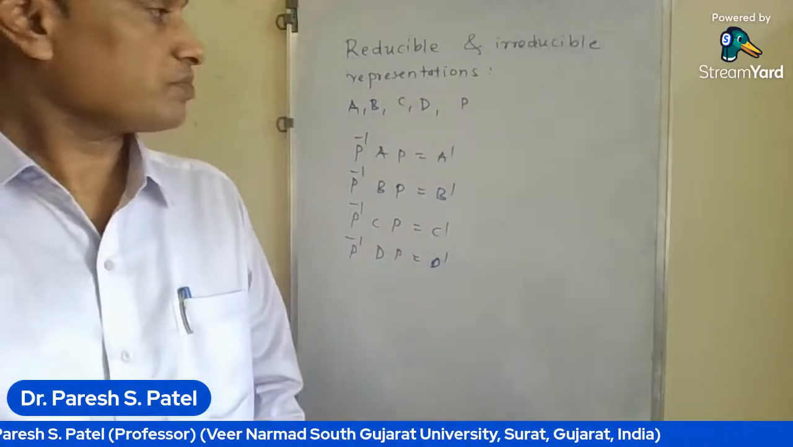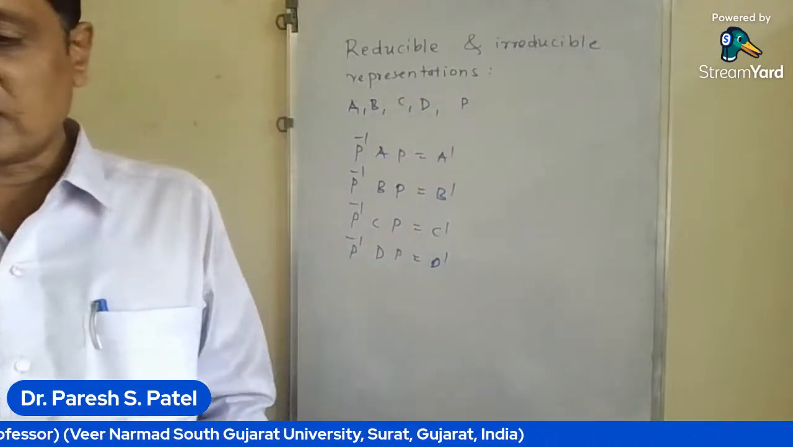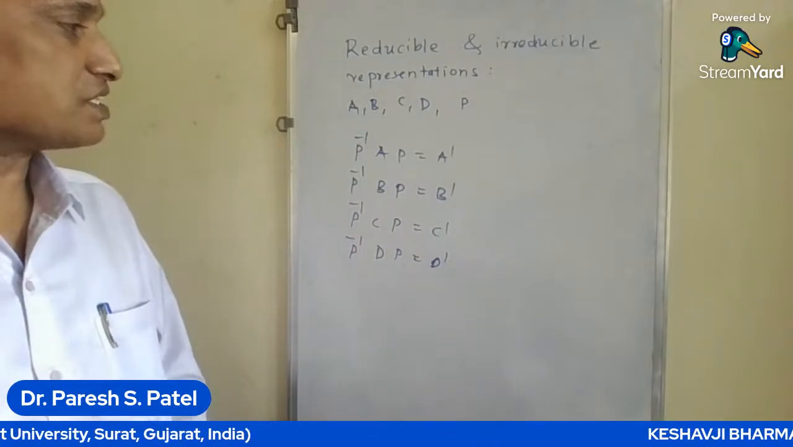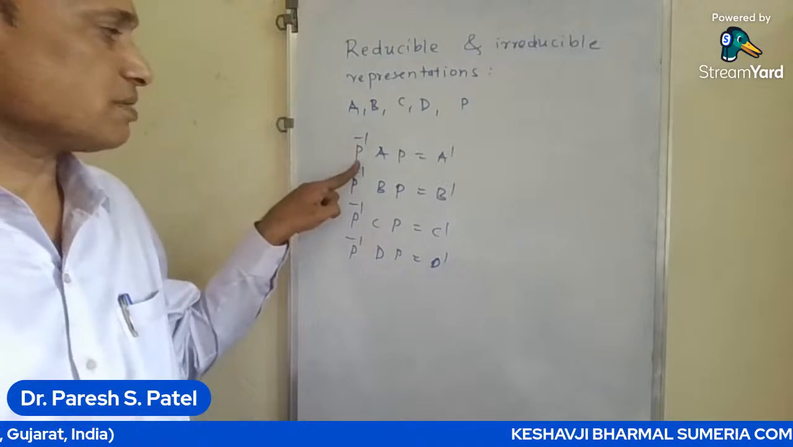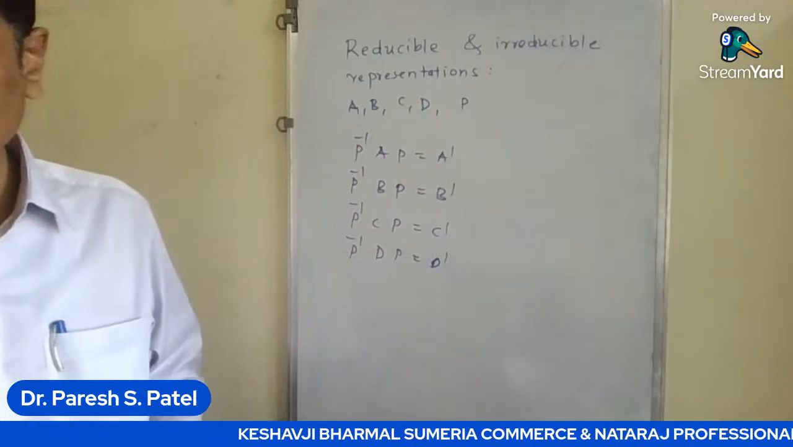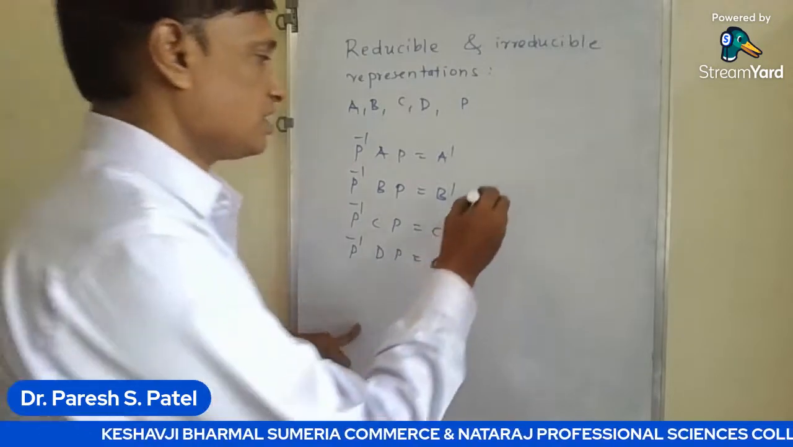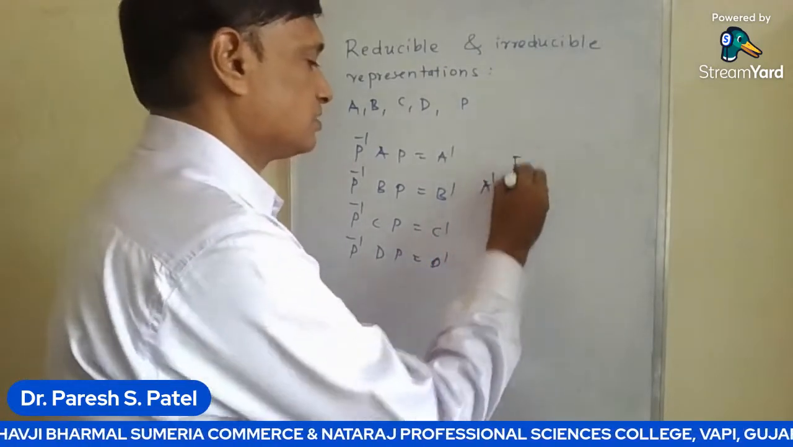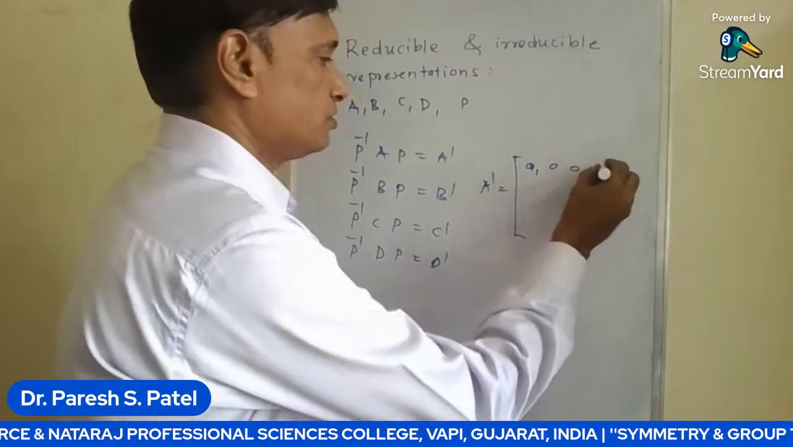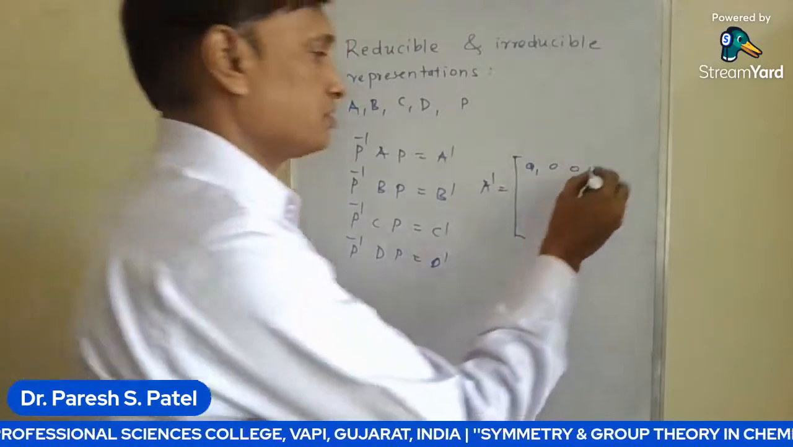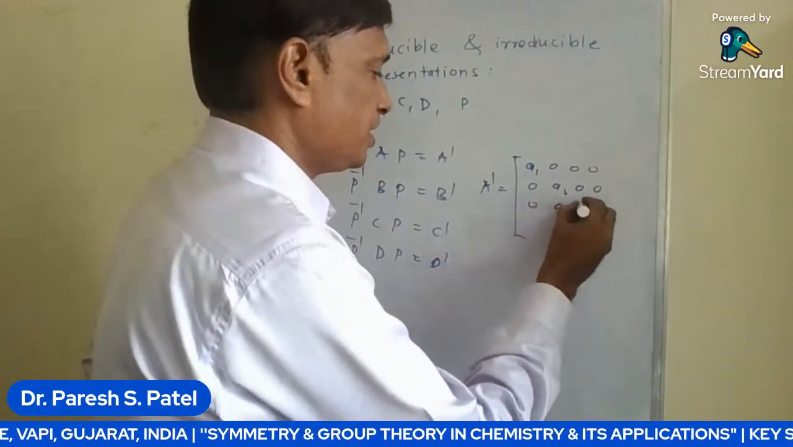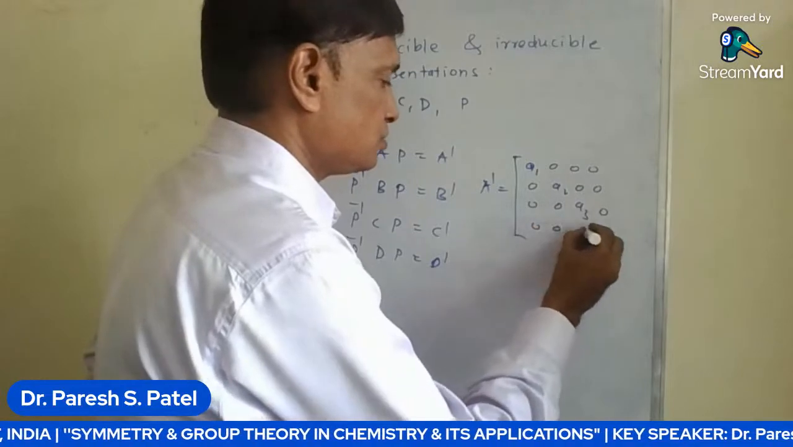A, B, C, D, these are the matrix representations of a particular representation. Now P is the similarity transformation, so A becomes A dash, B dash, C dash, and D dash. And suppose A dash can be represented as A1 0 0 0, 0 A2 0 0, 0 0 A3 0, 0 0 0 A4.